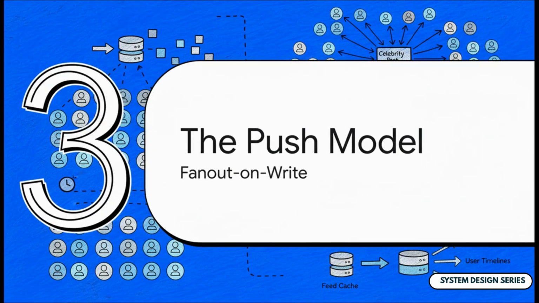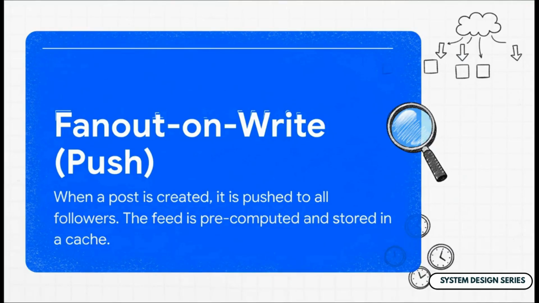Let's kick things off with the first philosophy, the push model. The technical term is fan out on write, and honestly, the name kind of gives the game away. All the work gets fanned out to every follower the moment something is written. Think of it like sending a newsletter. You, the creator, you do all the work up front. You write it, you format it, you hit send. For all your subscribers, reading it is instant. Why? Because it's already sitting right there in their inbox, ready to go. The heavy lifting happens on the write path.